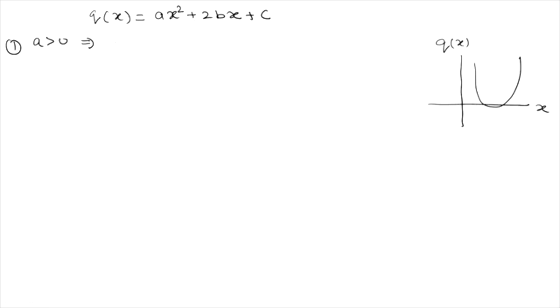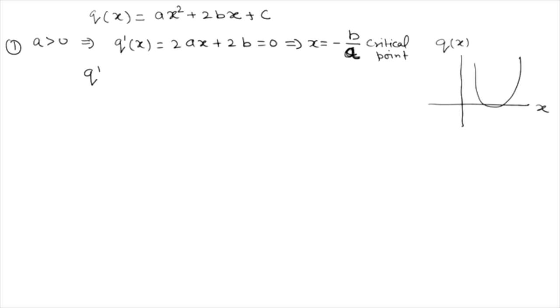So, Q dash x becomes 2 A x plus 2 B equals 0, which gives x equals minus B upon A as the critical point. Now, if I check the sufficient condition for minimization, the double derivative of Q with respect to x is 2A, and if A is positive, then 2A is also positive. So, the point x equals minus B upon A is a point of minima.